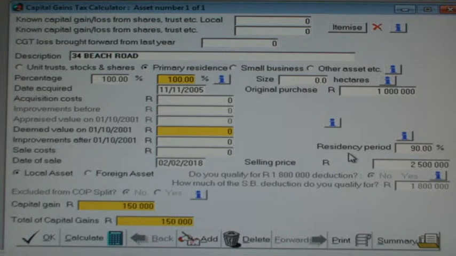Here we have a primary residence which we bought in 2005 for 1 million rand and sold recently for 2.5 million. With a profit of 1.5 million and a primary residence exclusion of 2 million, we would expect zero capital gain, but we can see a capital gain of 150,000 rand.